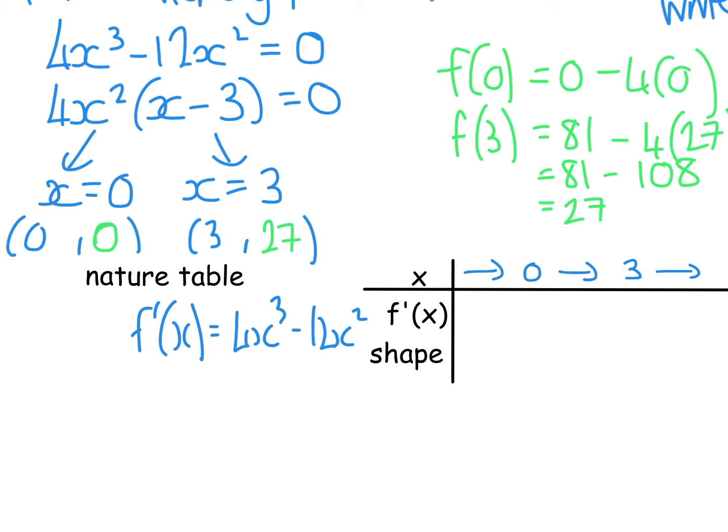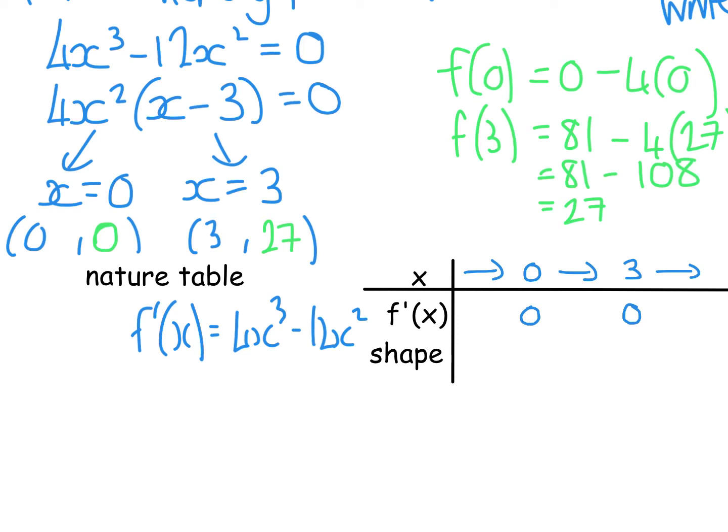Now some teachers will teach that and split it into 2 separate nature tables. I just do it in the one. Now f dash x is your gradient. This is going to help us decide whether our graph is increasing or decreasing. So we already know that the gradient at 0 and 3 was 0 because we set f dash x equal to 0 there. And if you plug these numbers back into f dash x, you'll come out with 0.